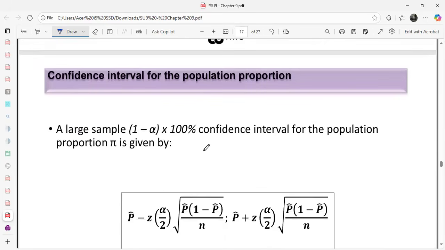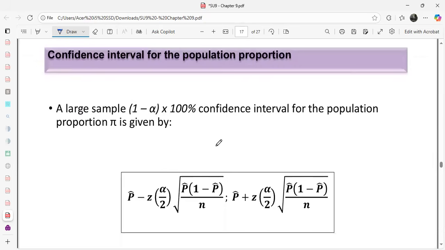Interesting. Now, we saw the first formula. It was for the confidence interval for the population mean. Under the interval estimation, we have two formulas: the confidence interval for the population mean and the confidence interval for the population proportion. You see the reason why I was saying that this is the easiest chapter.